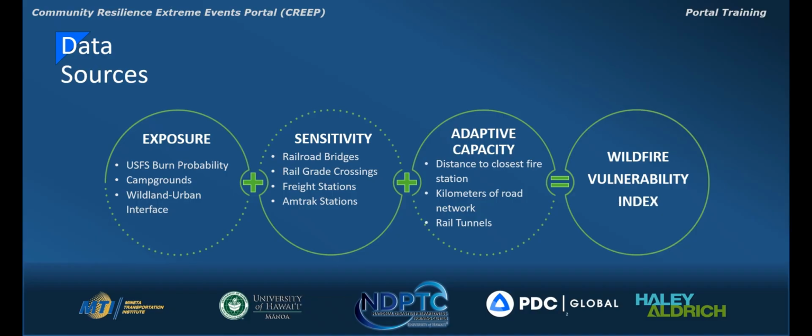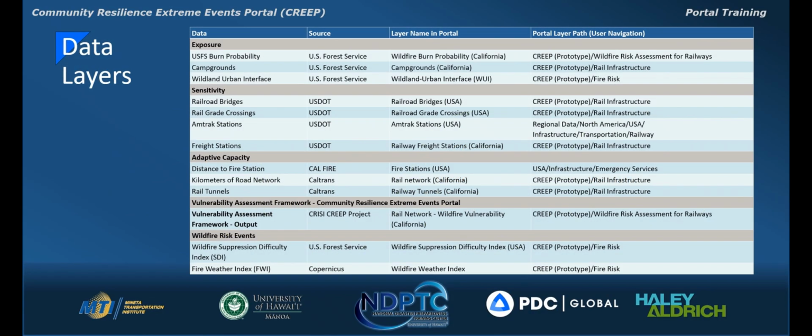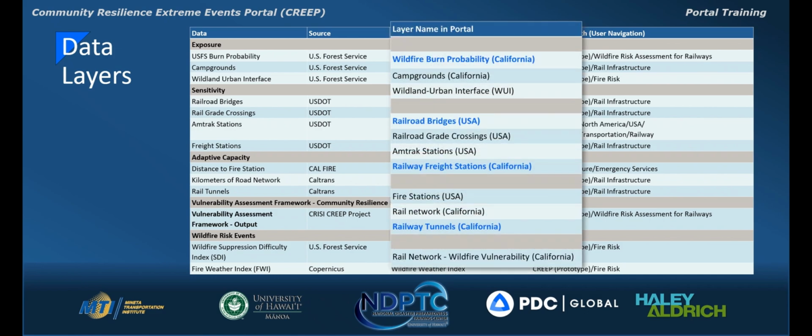These data sets, along with the data sets for sensitivity and adaptive capacity, are publicly available and come together to form the Wildfire Vulnerability Index. They are stored individually as well in the form of data layers in DisasterAWARE, and users can add them to their view within the portal. We'll pick a few of these layers and add them to the view of the portal. In this case, we'll add wildfire burn probability from exposure, railroad bridges and freight stations from sensitivity, and railway tunnels from adaptive capacity.